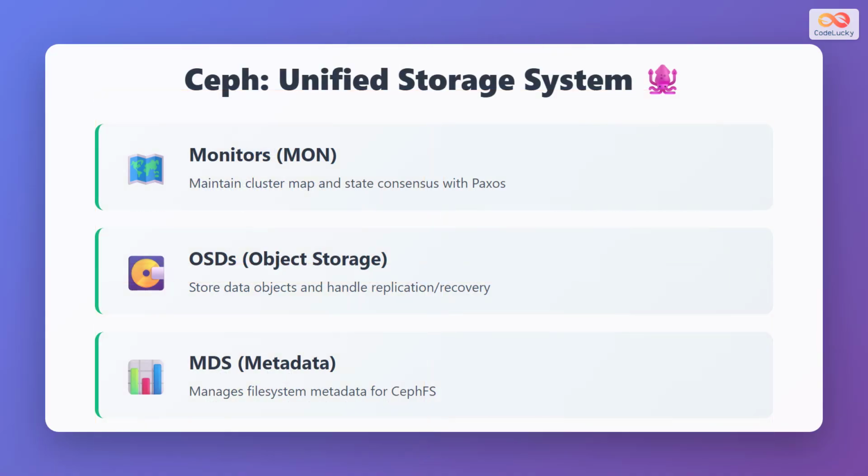HDFS consists of a name node that manages the file system namespace and maintains the file system tree, a secondary name node that is not a backup name node, but rather helps with recovery and maintenance, and multiple data nodes that store the actual blocks. Each block is 128 megabytes by default, larger than GFS chunks. HDFS implements rack awareness, meaning it understands the network topology and tries to place replicas on different racks for better fault tolerance. This design makes HDFS very suitable for distributed batch processing like MapReduce jobs.